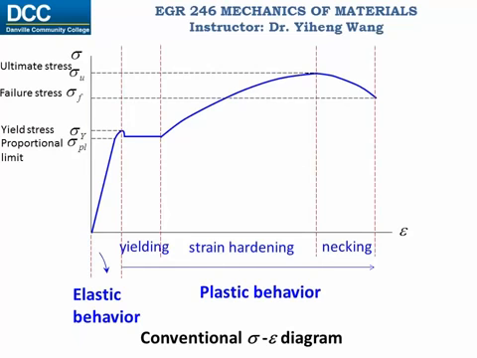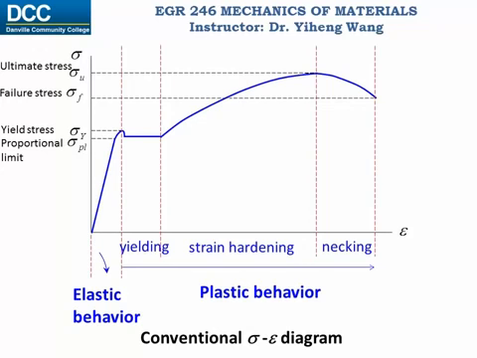If you wonder, why is the ultimate stress higher than the failure stress? Shouldn't it be the other way around? That's correct. Don't forget, this is the conventional stress-strain diagram. On the true stress-strain diagram, the failure stress is indeed the highest stress the material experiences.